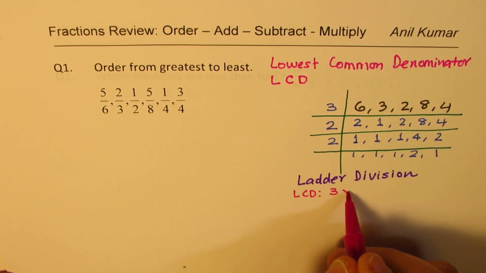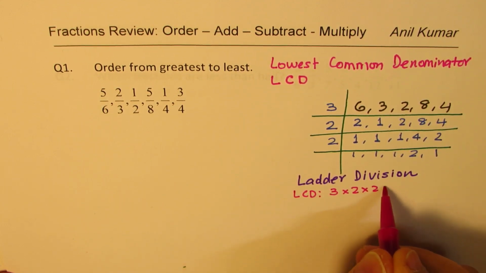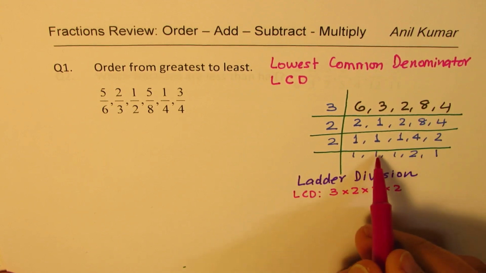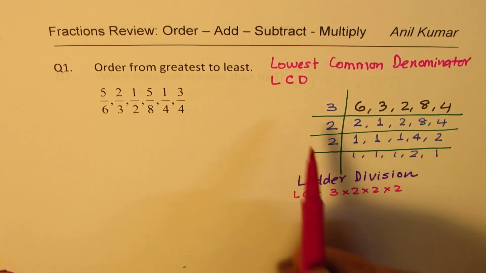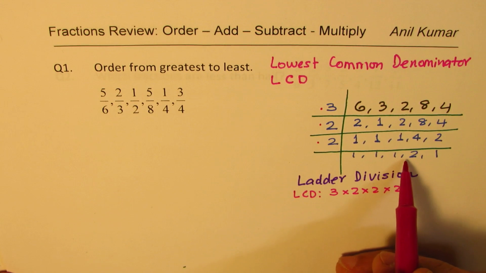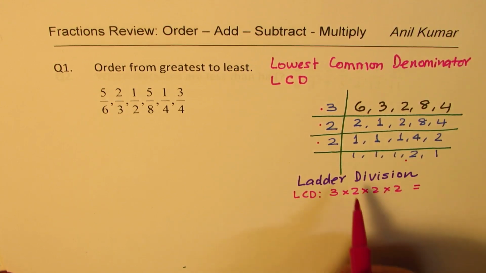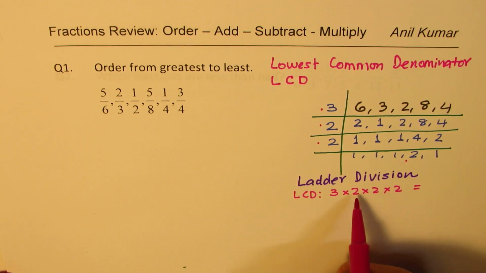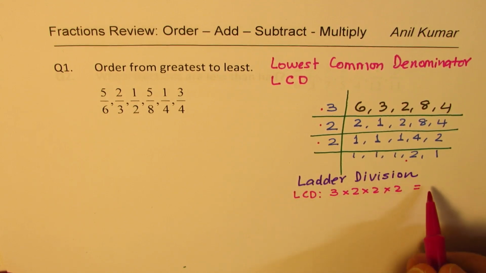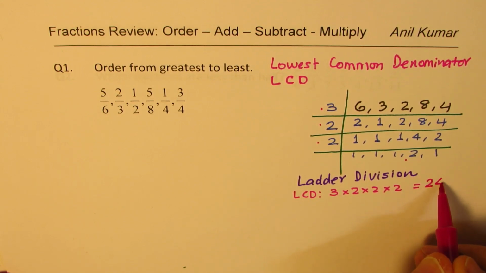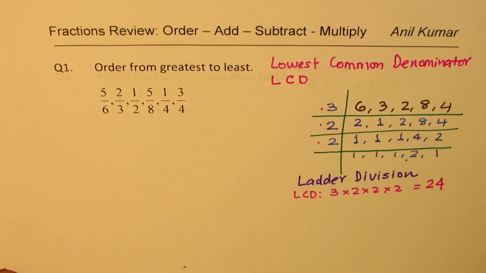So which is 3 times 2 times 2 times 2. Multiplying by 1 doesn't really change anything. So we have these 4 numbers to multiply. 3 times 2 times 2 times 2, and that gives you what? 2 times 2 times 2 is 8, 8 times 3 is 24. So we get 24 as our lowest common denominator. So this is our first step, correct?